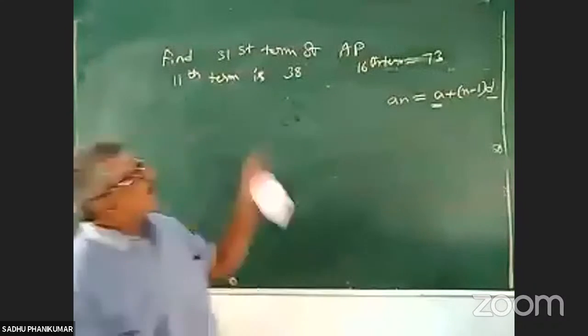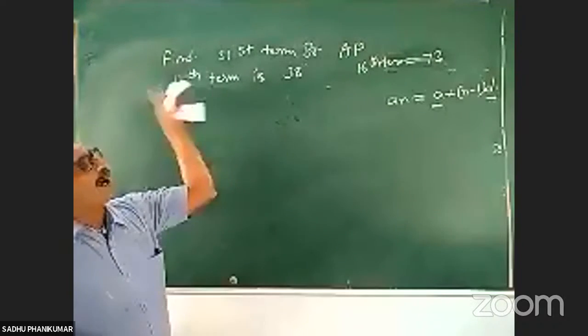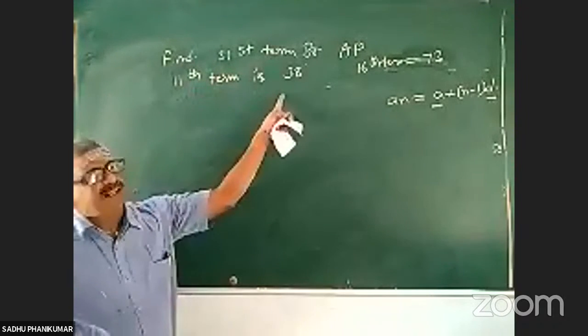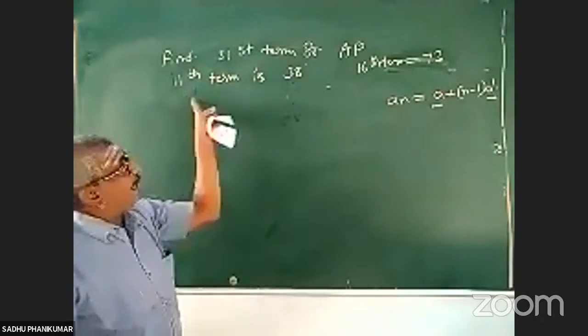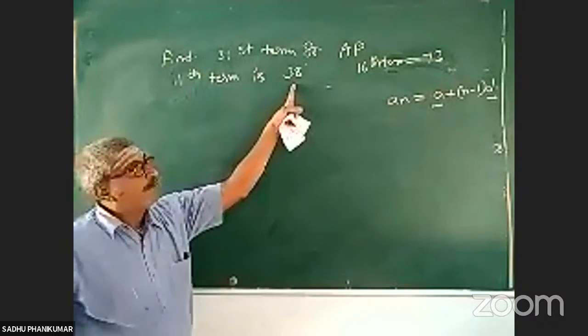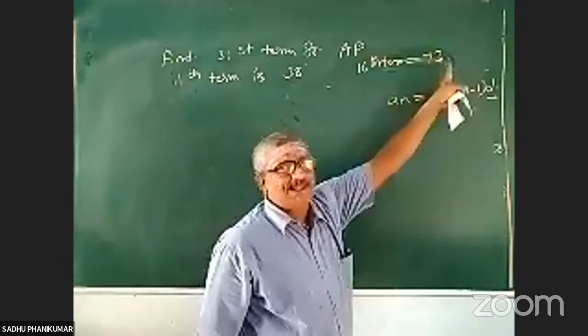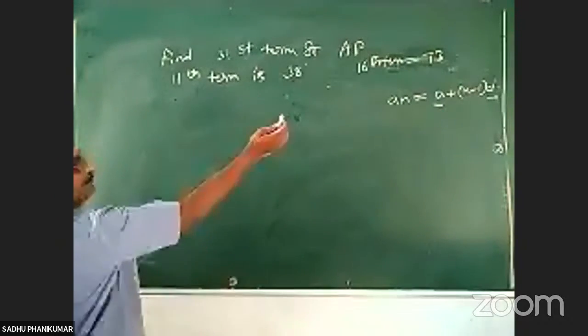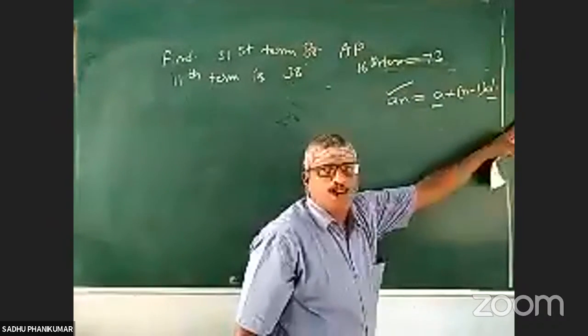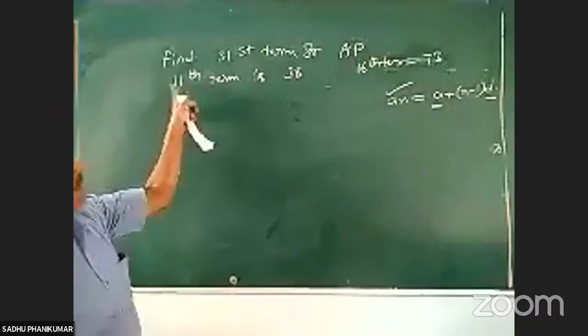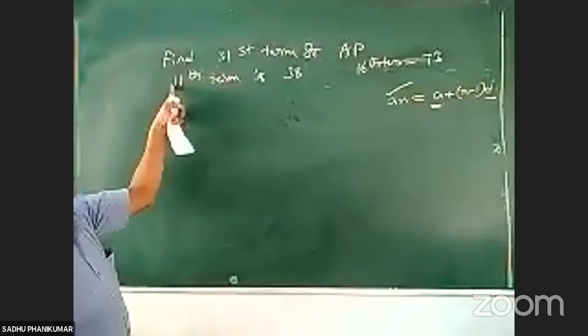But in this case, the value of A is not given and also D is not given. So what has been given? The 11th term is given as 38 and also the 16th term is given as 73. So the principle for the general term is a_n equals A plus n minus 1 into D. No problem about that. This is the 11th term.